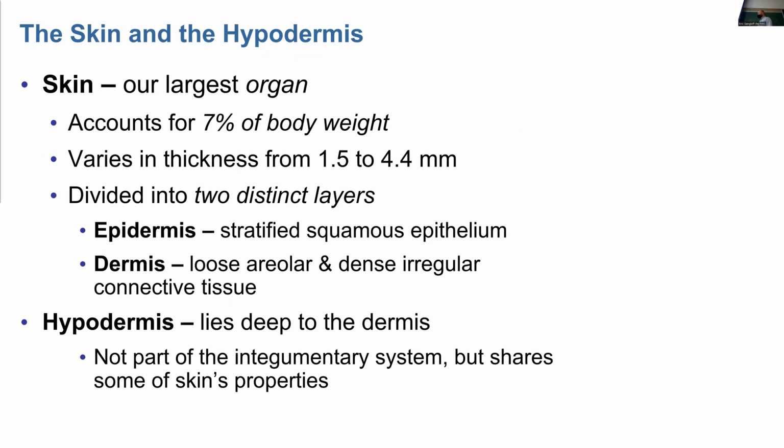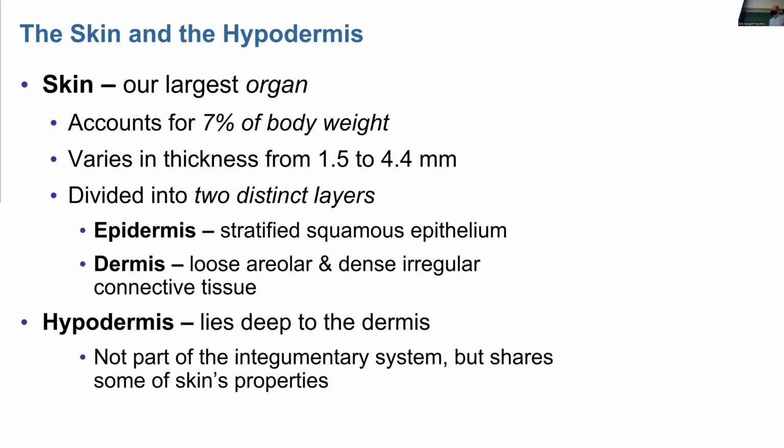The skin, you've probably all heard this fact, is your largest organ, accounting for about 7% of your body weight, but that of course varies from person to person. Importantly, the skin varies in thickness. You have some places where the skin is very thin, let's take your eyelids, for example. Other places where the skin can get quite thick, 4.4 millimeters, so that's basically half a centimeter. It's a pretty decent thickness. Like the bottom of your foot, for example, has much thicker skin. We can divide the skin into two layers, the epidermis, which is this stratified squamous epithelium. We talked about that.